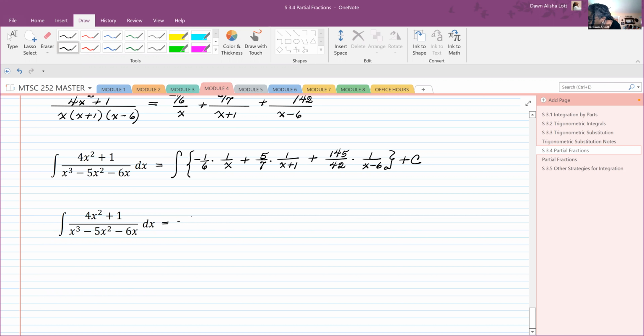And that is -1/6 times the natural log of the absolute value of x, plus 5/7 times the natural log of the absolute value of x plus 1, plus 145/42 times the natural log of the absolute value of x minus 6, plus a constant. And we have solved yet another problem.